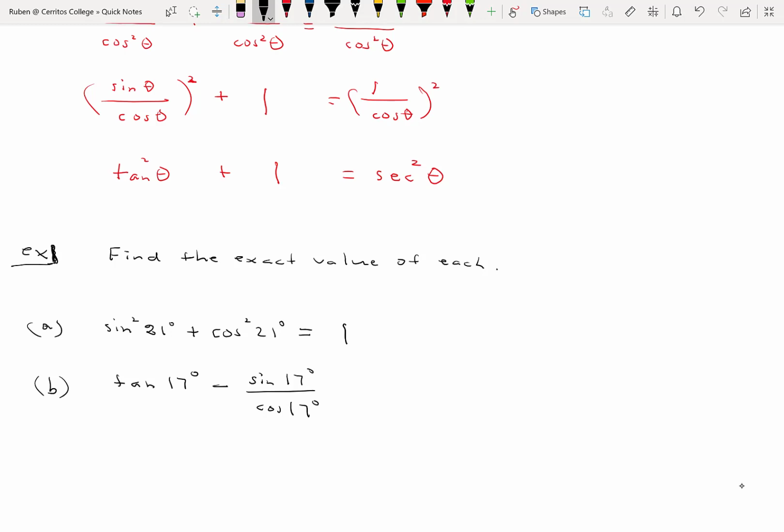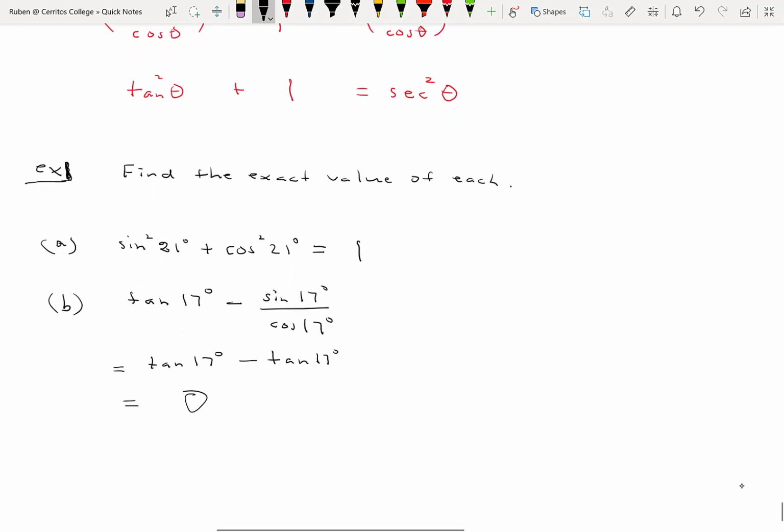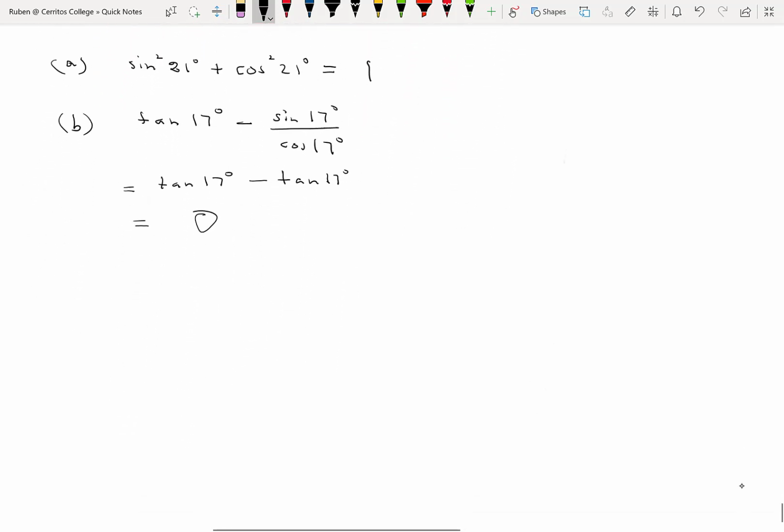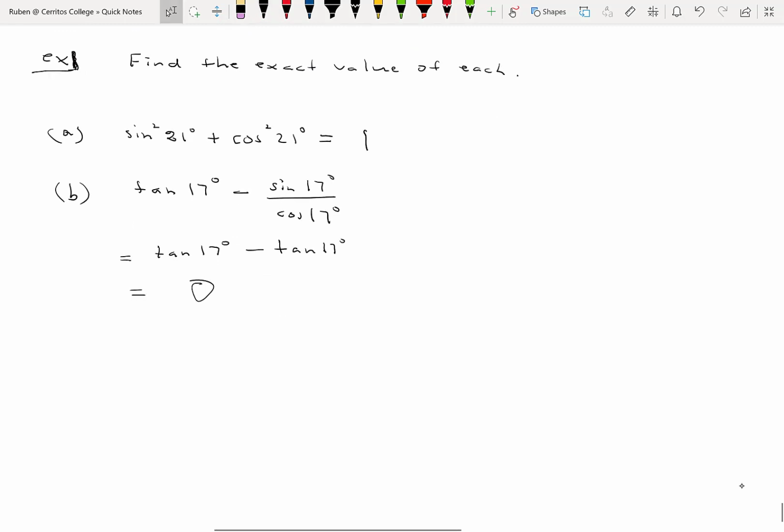So the sine of theta over cosine of theta is tangent theta. So that first tangent of theta, I could leave that alone. But the sine of 17 degrees over the cosine of 17 degrees is the tangent of 17 degrees. And the tangent of 17 degrees minus the tangent of 17 degrees is 0. No calculators necessary. We could have gotten this by a calculator. We'll talk about that in the next section, I think.